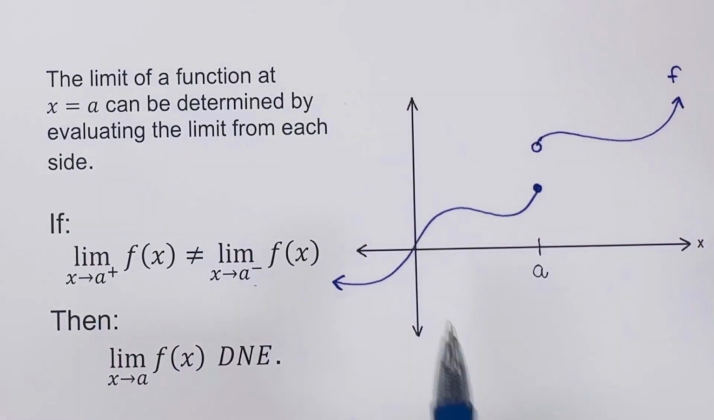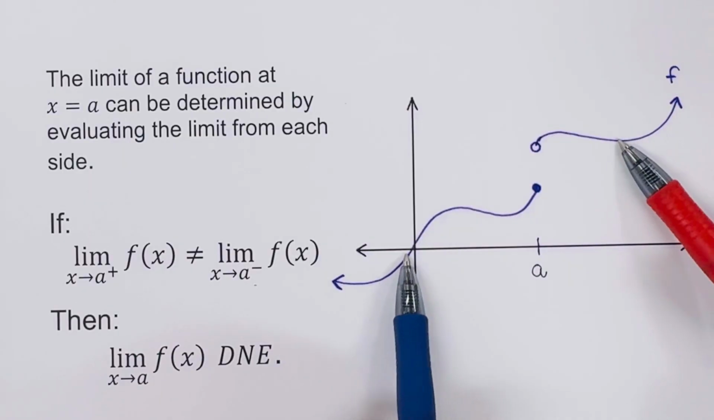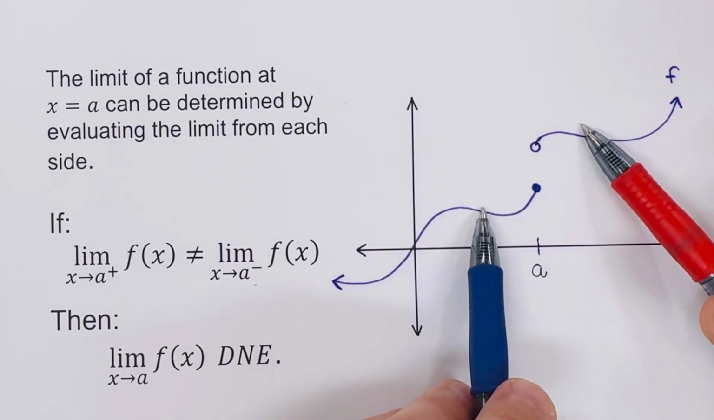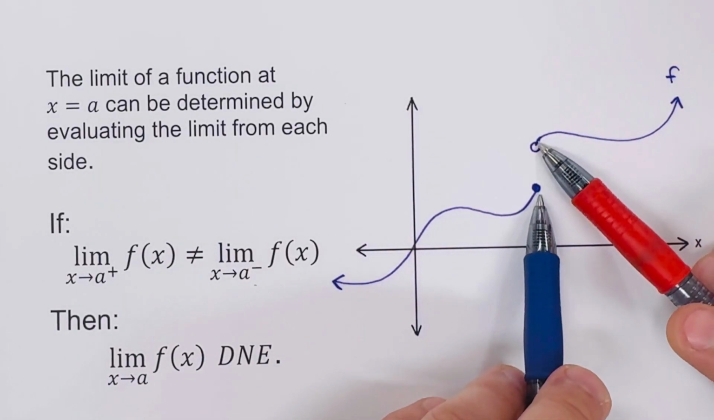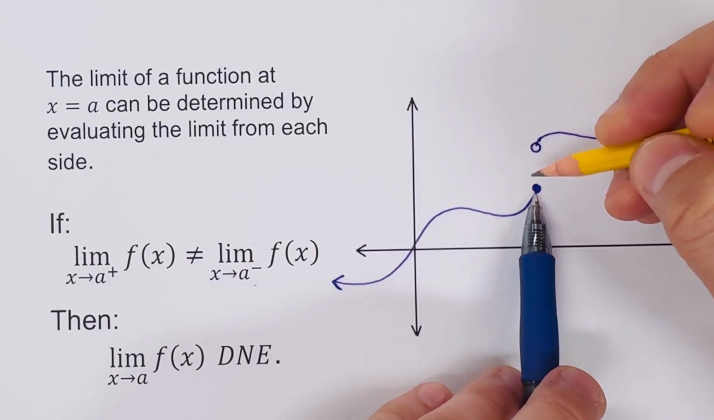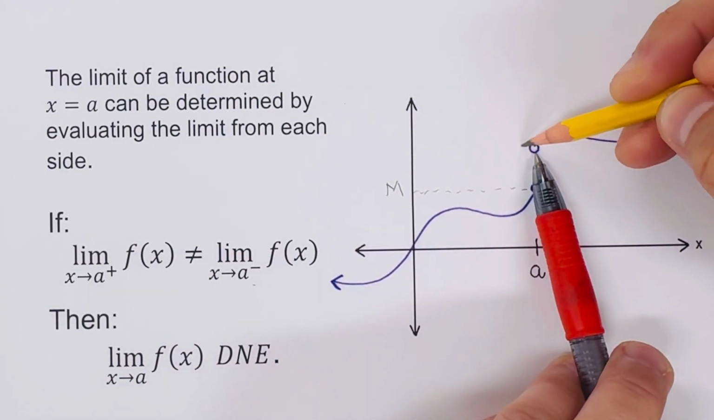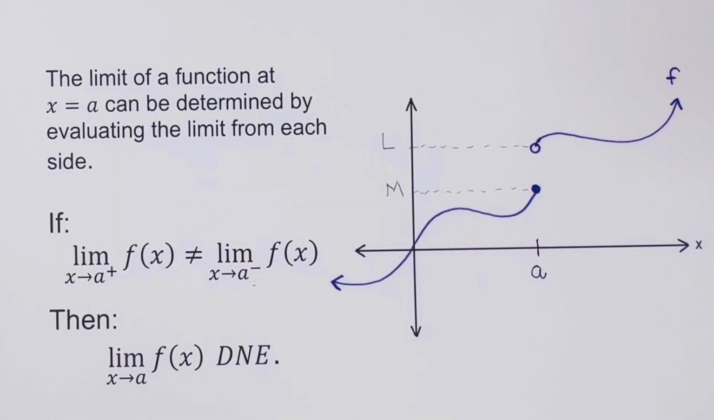So if we trace the graph from the right and from the left, and they apparently end up at a different value, in this case, we can go ahead and say that this is equal to M and this is equal to L. Then the limit as x approaches a of f of x does not exist, which is given the acronym DNE. So that is the basic definition of a limit.